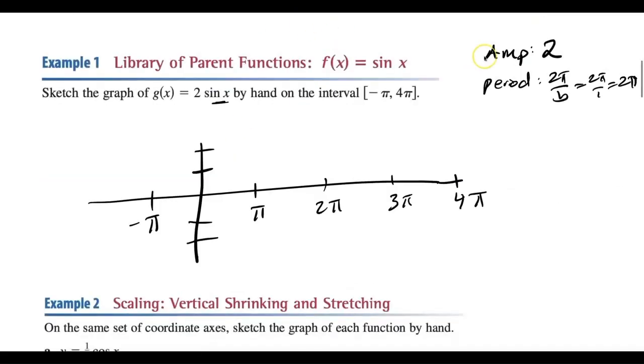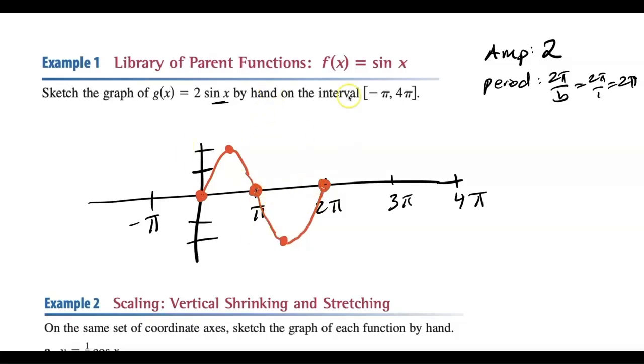Over here, I'm going to start at 0. My period is 2 pi, so that's my next endpoint right here. That means halfway is pi. My amplitude is 2, so I'm going to go all the way up to 2. Halfway between these two is my highest point. Let's estimate it. Halfway between these two is my lowest point. Like that. And that is our sine function. It looks a little funky because I did this by hand.